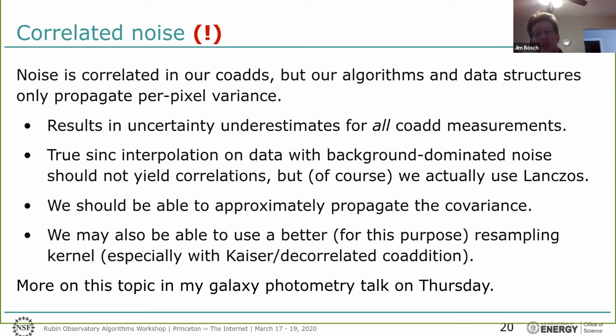I think it's also intriguing whether we could use Kaiser or decorrelated coaddition to get rid of this entirely. That's sort of like using a sinc kernel or something more like a sinc kernel when you actually make the images, and going, I think, into further detail on that is our scope. But I think it's at least an intriguing possibility. I'll talk more about the actual effects of this in my galaxy photometry talk, but for the most part, if you look at results coming out of our pipelines and you see our uncertainties are underestimated, this is almost certainly the big part of why.